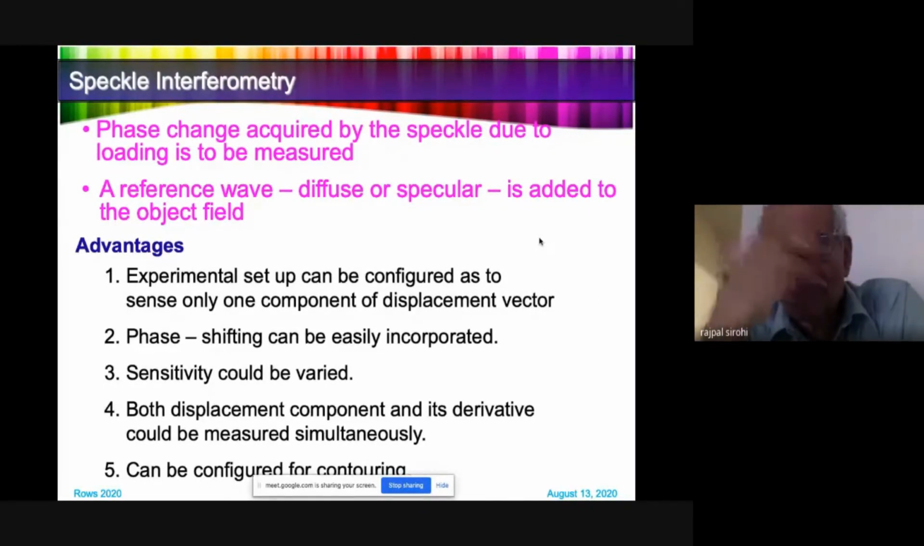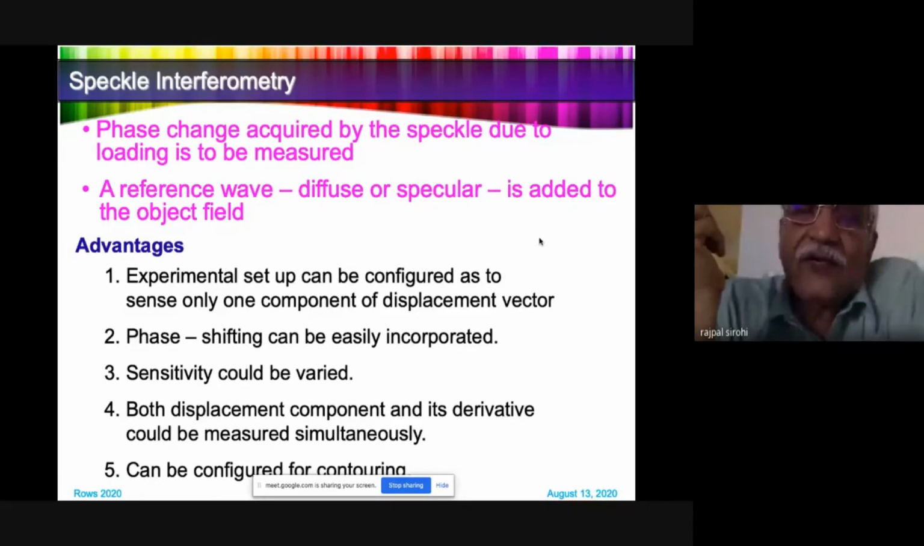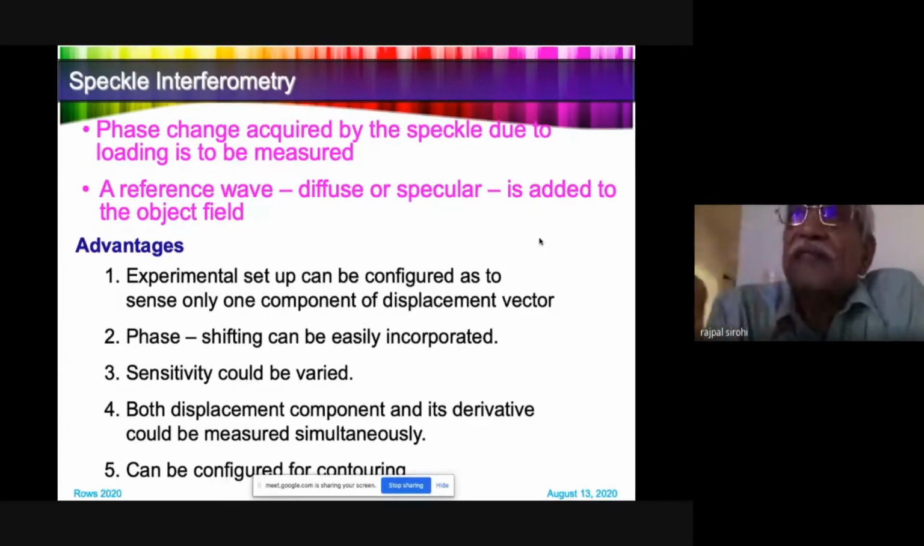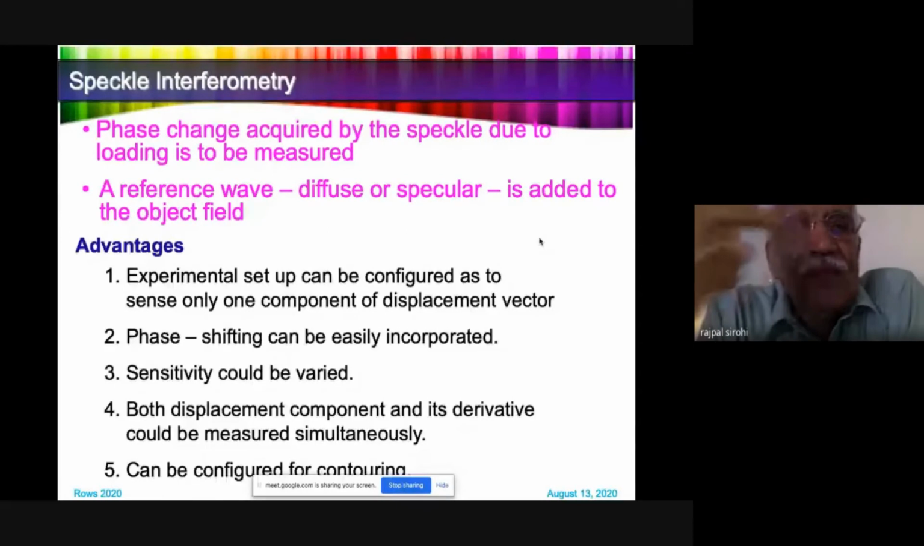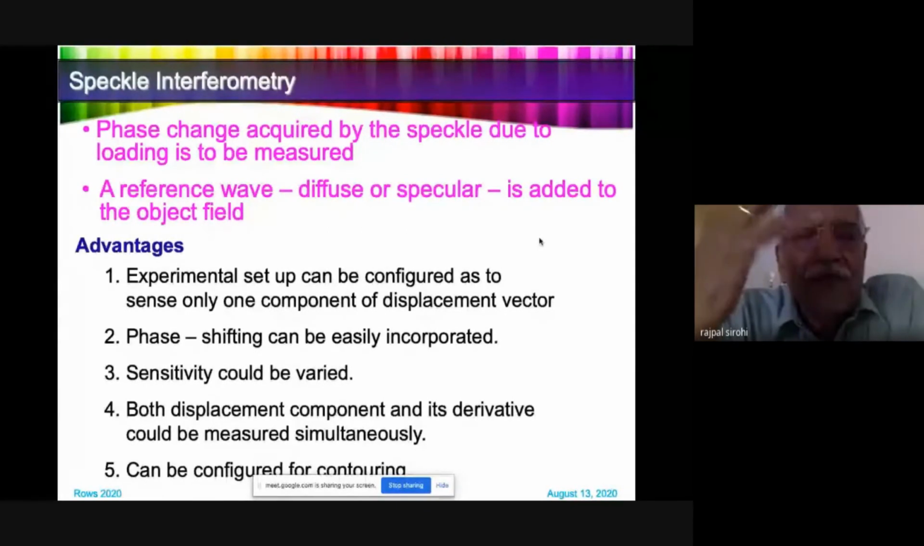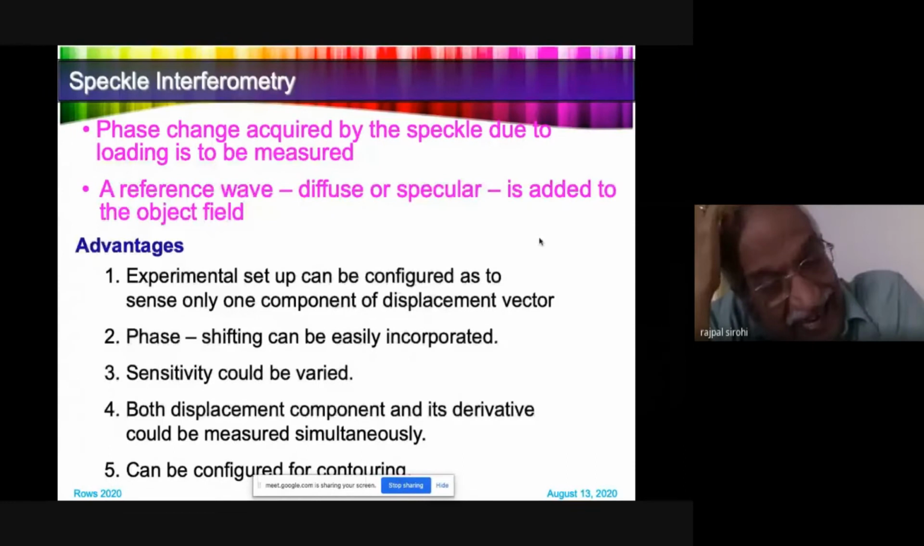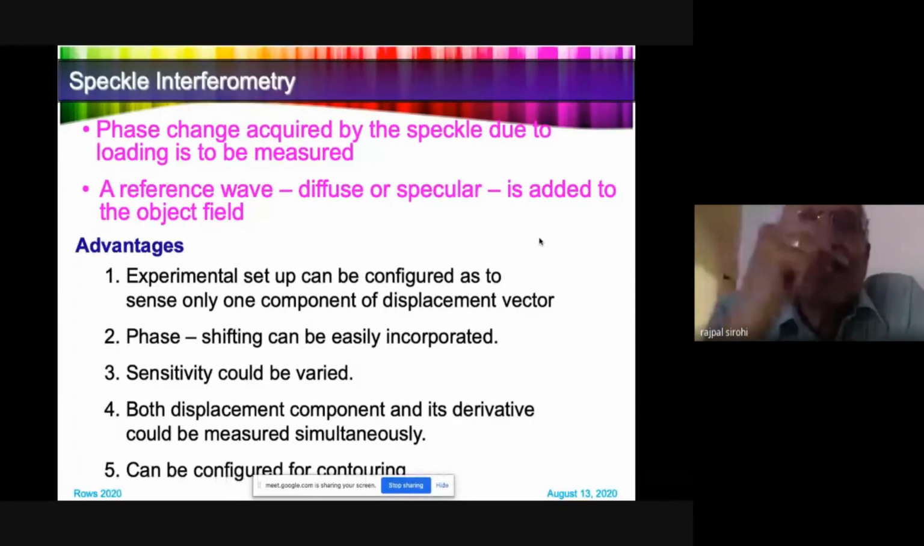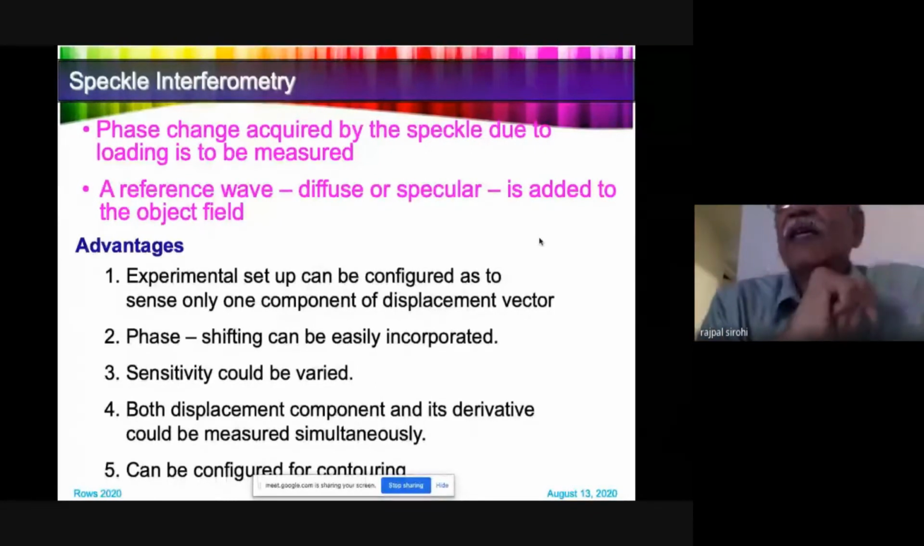And since we make use of the CCD or Vidicon, which have a much lower resolution than the photographic plate, the reference wave is normally added along the axis, which means it is along the axis of the imaging system. But the beautiful part of the speckle interferometry is that I can organize, configure the experimental setup so that I can measure only one displacement component.